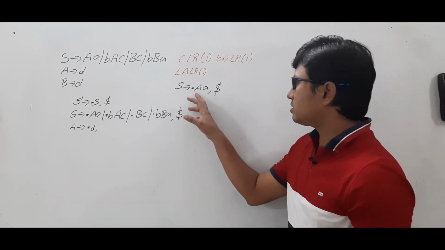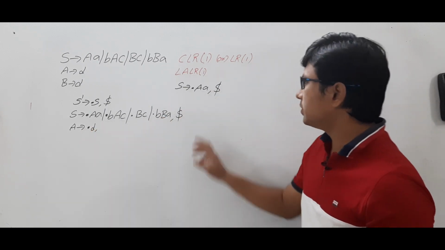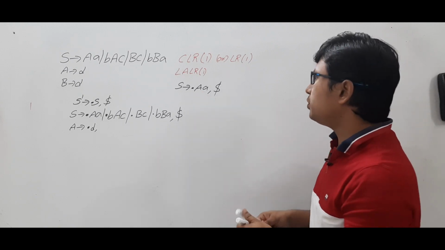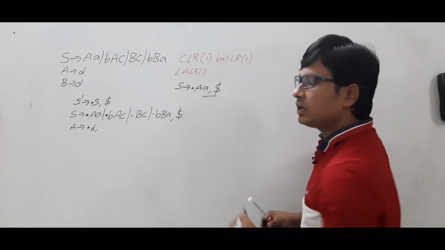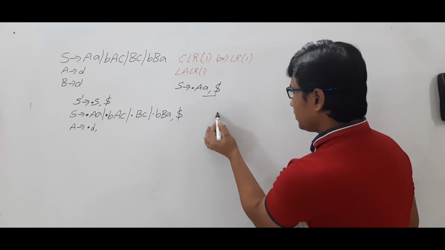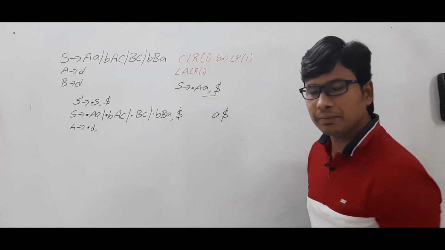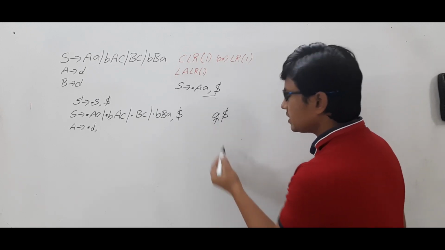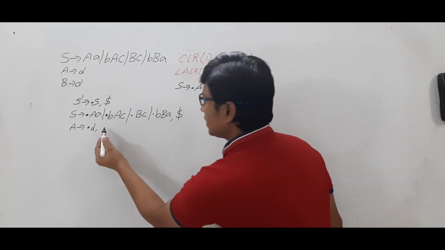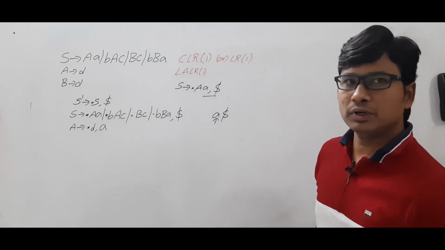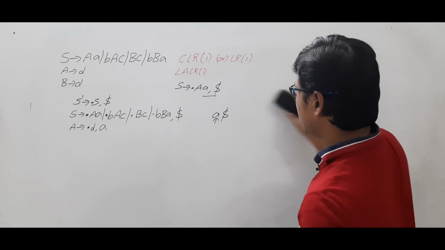So because of this A, this production came. Now leave that A and compute the first of the remaining thing. What is the first of the remaining thing? The first of the remaining thing is looking like this. Am I right? So the first of this one is a only. So you will get a here. Are you able to understand it or not? Let me erase this one.